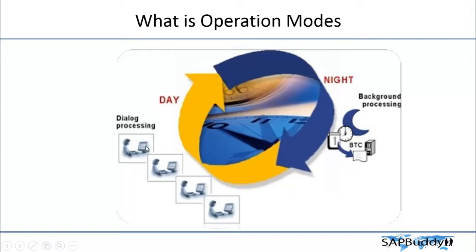This means that we can reduce the number of dialog work process and increase the number of background work process without restarting the system. This will give you additional resources to execute more background jobs during the night time or non-office hours. So you have more resources on the background work process in the non-office hours, and more resources in the dialog work process in the working hours. Like this we can switch the resources available in the ERP system. This is what we call operation mode.